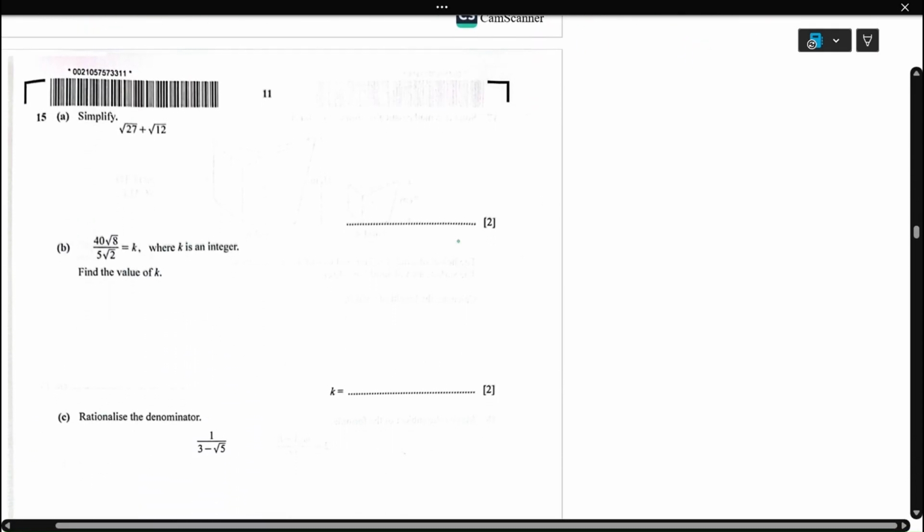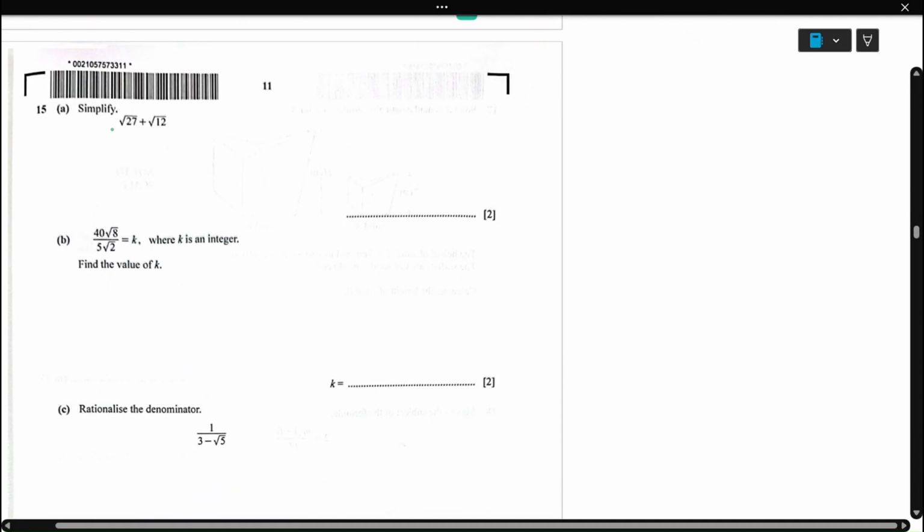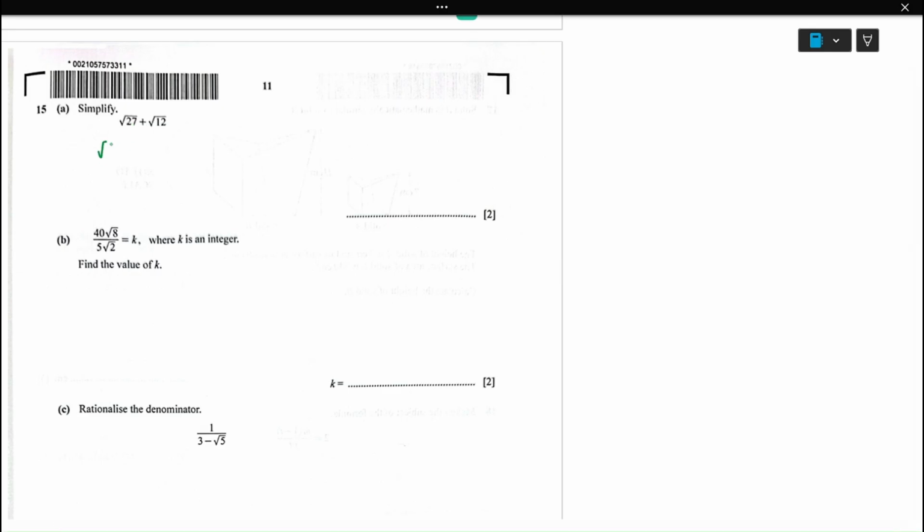Next, question 15. Simplify square root of 27 plus square root of 12. So square root of 27, we can write square root of 9 times 3, plus square root of 12, we can write 4 times 3. So the square root of 9 is going to be 3, so 3 root 3, plus square root of 4 is 2, 2 root 3. So 3 plus 2 is 5 root 3. So the answer is going to be 5 root 3.